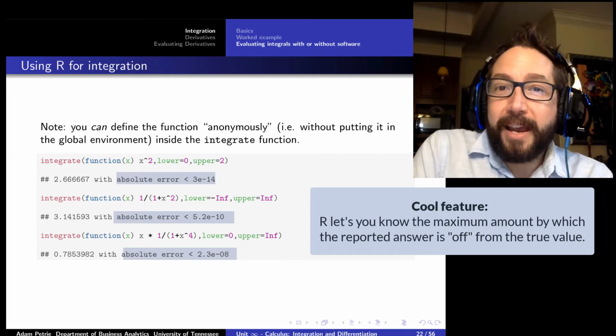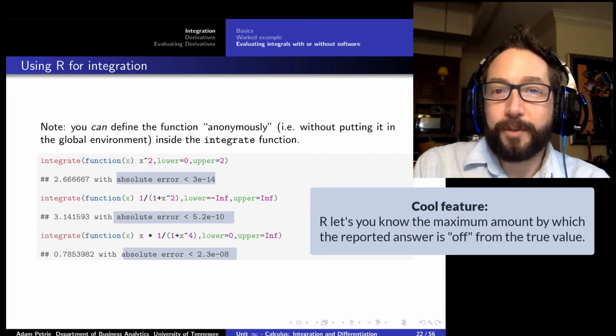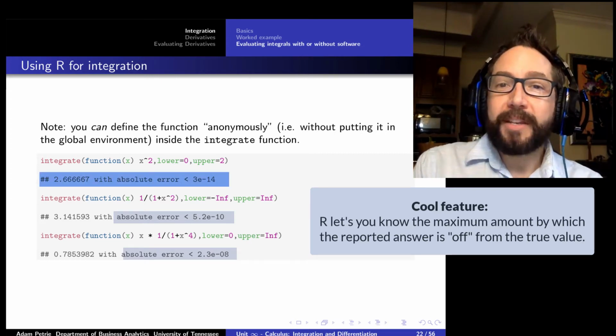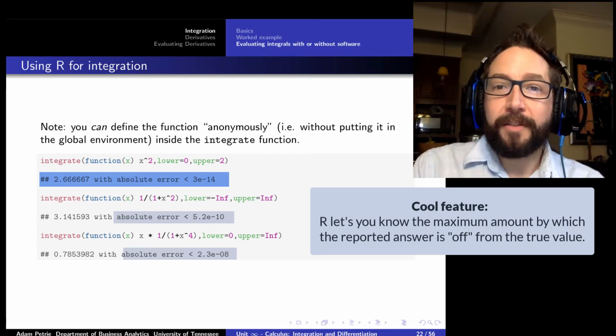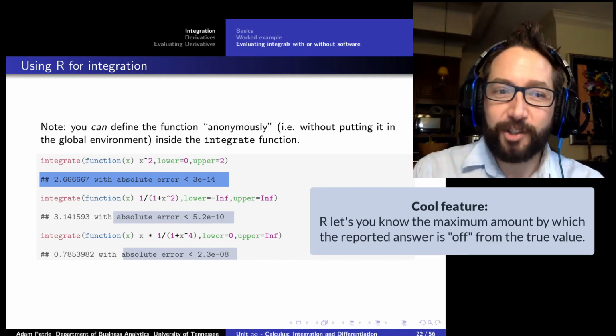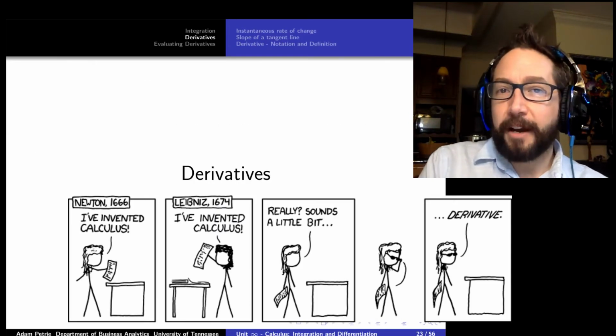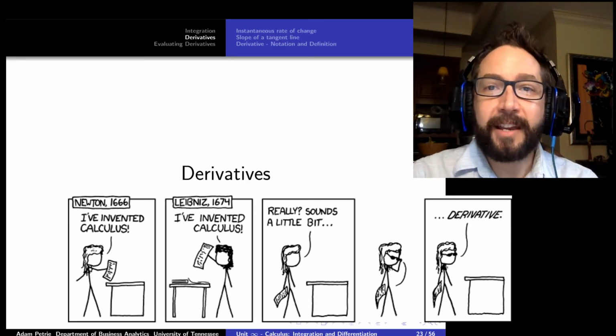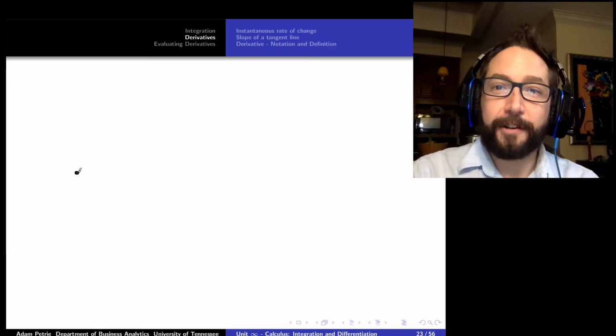So it lets you know, hey, this integral is equal to 2.67, etc., with an absolute error no more than 3 times 10 to the minus 14th, so hardly any error whatsoever. Now, the other main task in calculus is taking the derivative of a function.